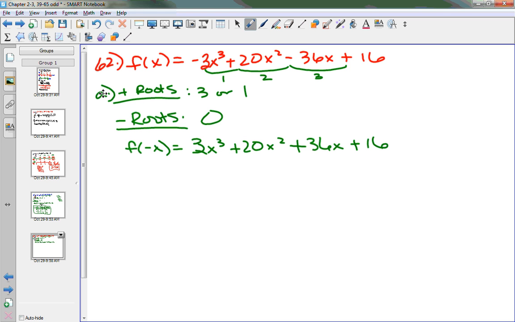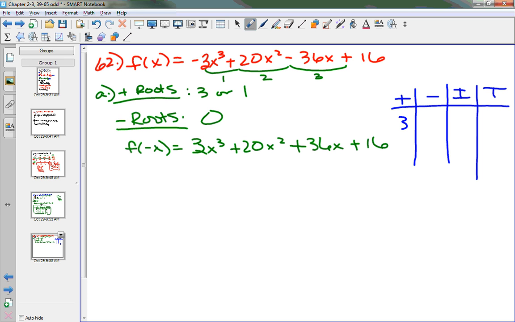The table. Positive roots, negative roots, imaginary roots, and then your total. So how many positive do I have? 3 or 1. How many negative? 0. I have to have a total of 4. Nope, I have to have a total of 3, sorry. So how many imaginary am I going to have on the first case? 0. How many imaginary am I going to have on the second case? 2. Does everybody understand that now? So where that top equals, the bottom has to equal to it. Yep.